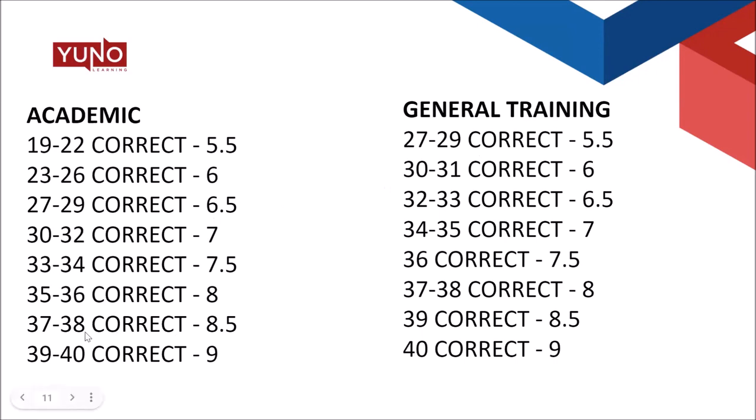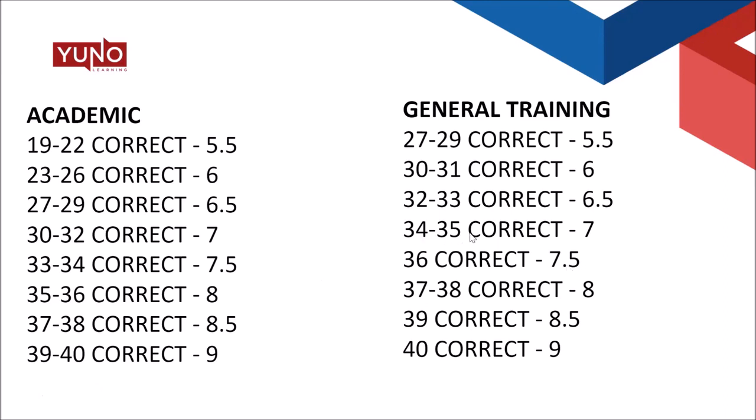You see this difference? Here in the academic, if 37 to 38 are correct, you get a band score 8.5. Here for 39 correct answers, you get 8.5. Here for 35 to 36 correct, you can get a band score 8. And for general training, for 37 to 38 correct answers, you get a band score 8. For 33 to 34 correct answers in academic, you get 7.5. And in the general training test, you get 7.5 if 36 are correct.